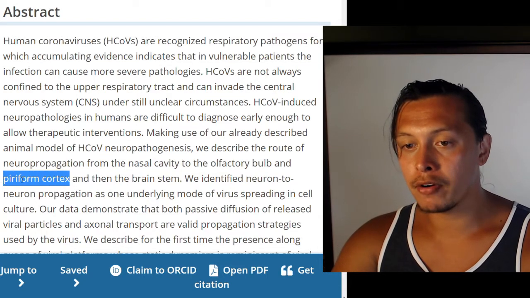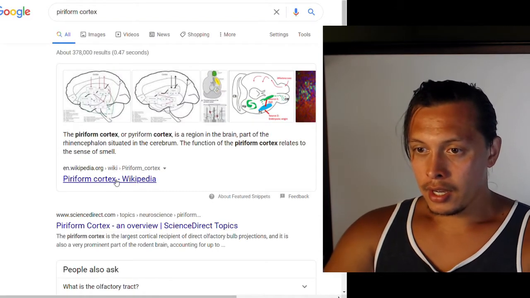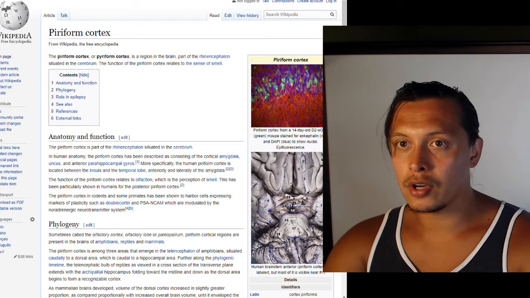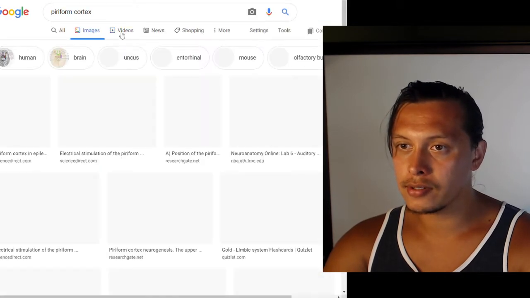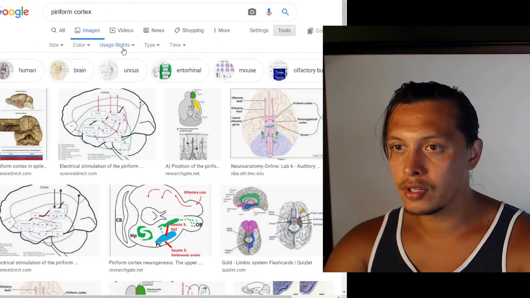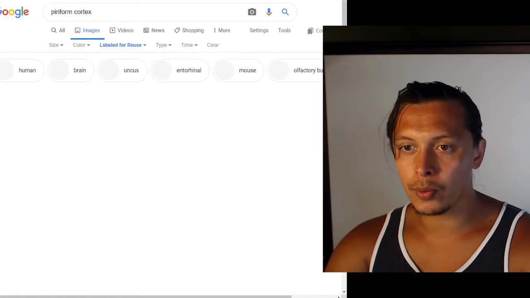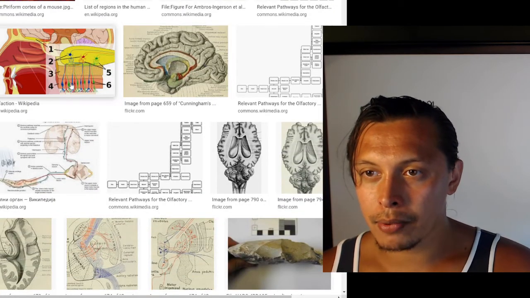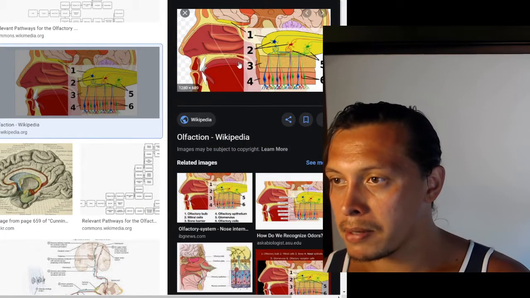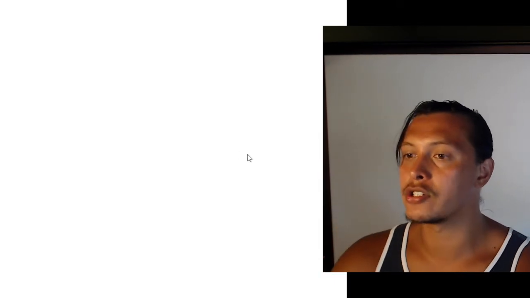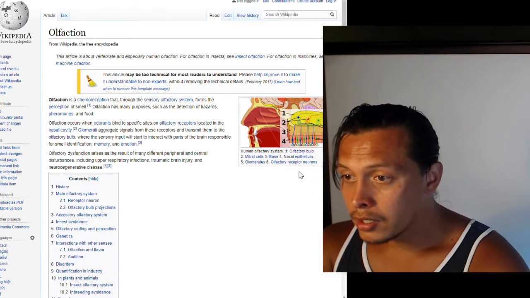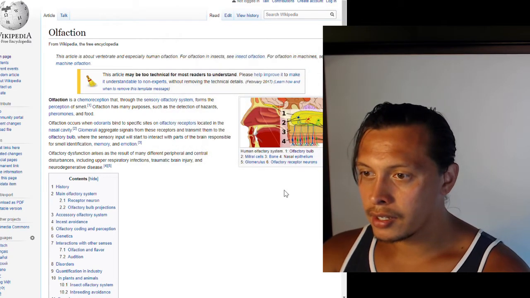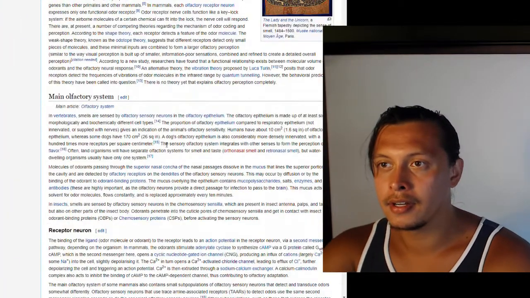So what is the piriform cortex? Let's see if they have a good photo. Oh, they do not have a good photo. So let me go to the images and let's see if the usage rights are labeled for reuse. You know what, maybe in the olfaction Wikipedia page, they will have it. Olfactory bulb, the mitral cells. You know what, I can't find it.